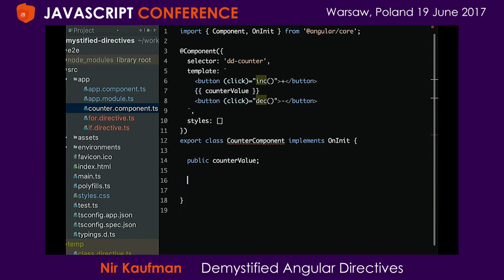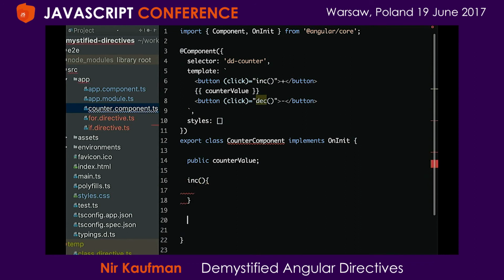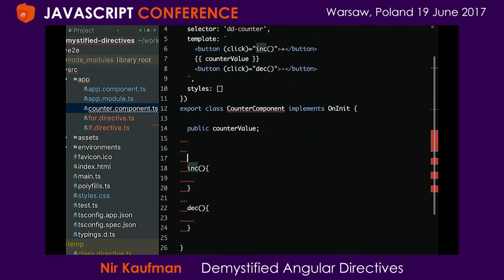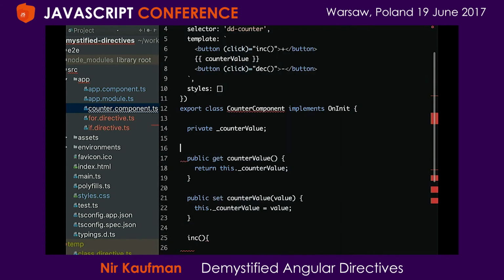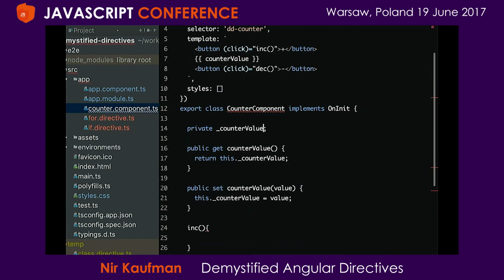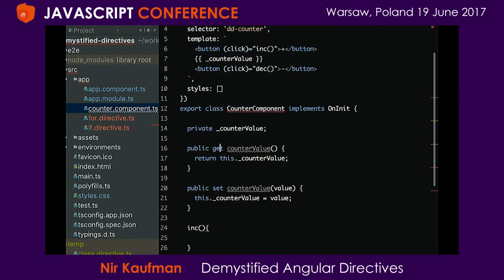I'm going to implement this inc and dec. I'm going to create a getter and setter for it. Let's do something like this. Getter and setter for counter value. All right? Now I want to bind to this counter value. And I want to change this to counter. Or count. Oh, just count.